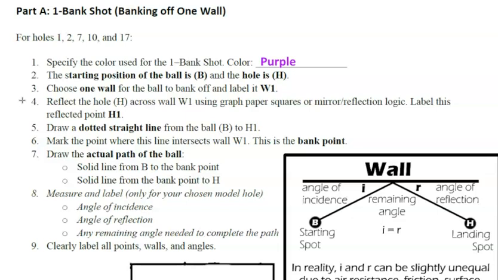Draw the actual path of the ball. Solid line from B to the bank point, and the solid line from the bank point to H. The only hole that you want to measure and label the angles of incidence, reflection, and the remaining angle will be the one that you choose to make your real model for.